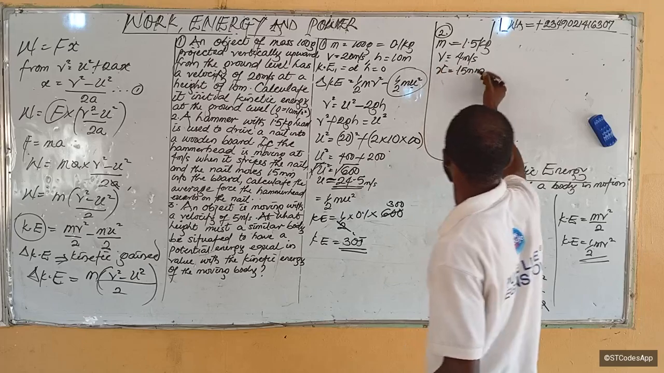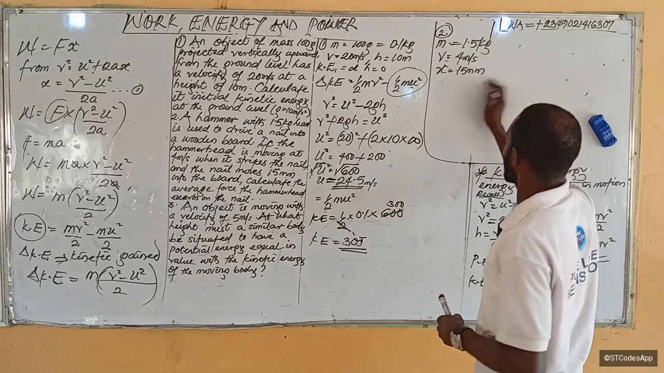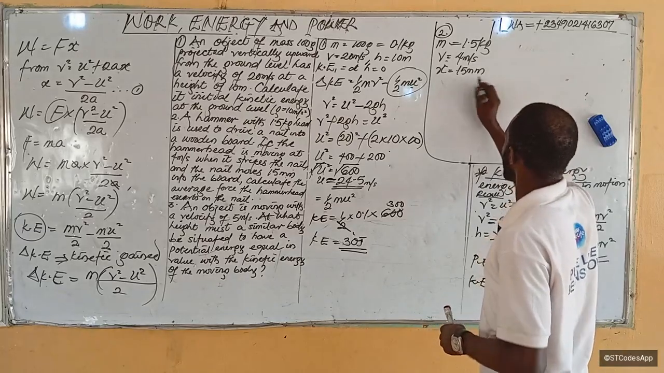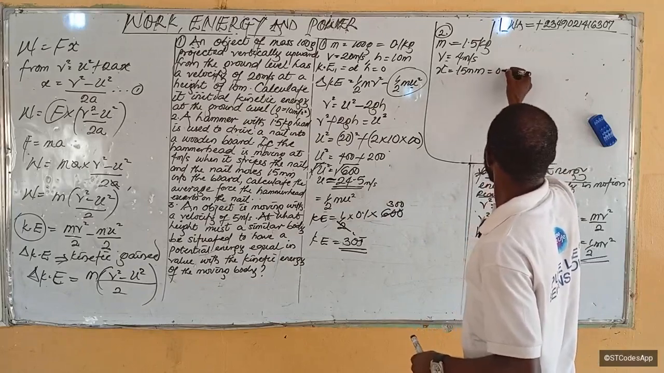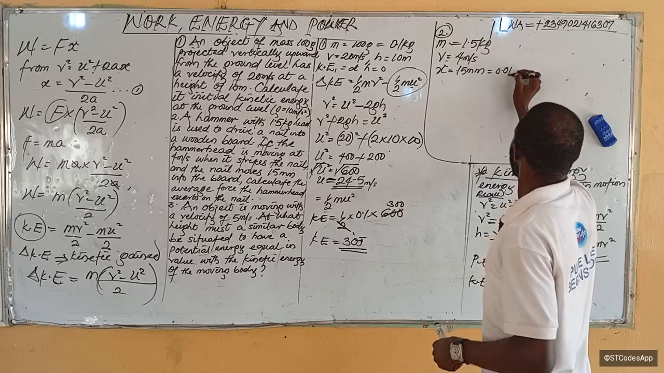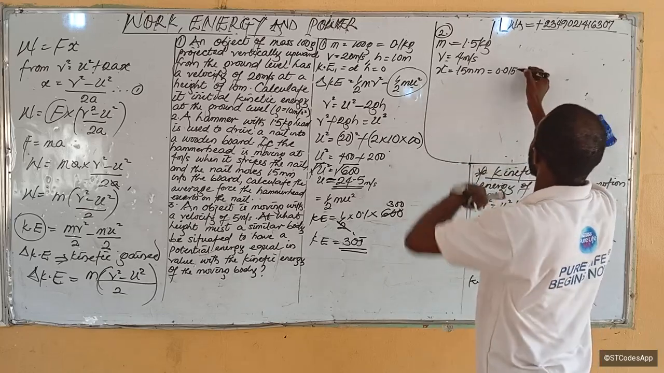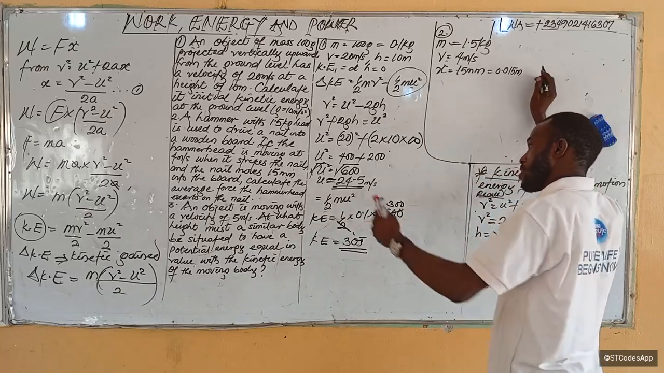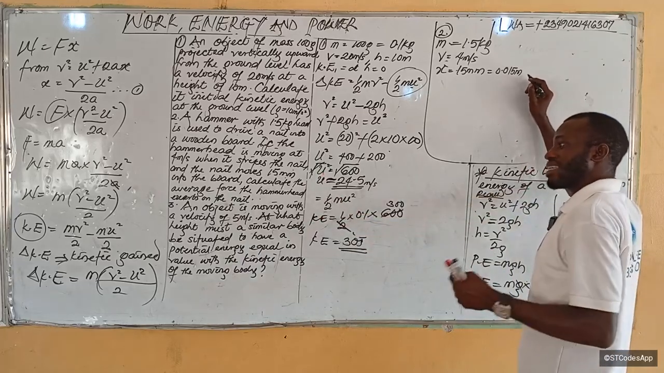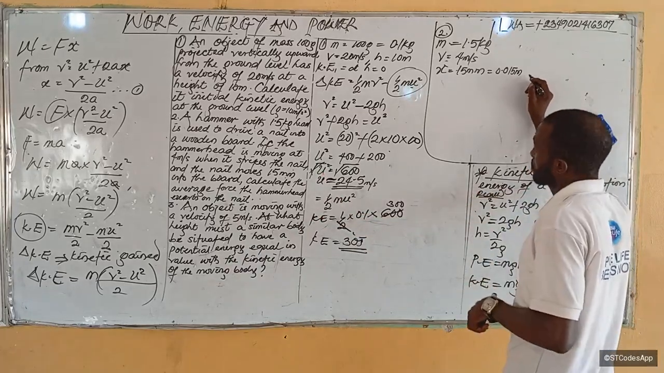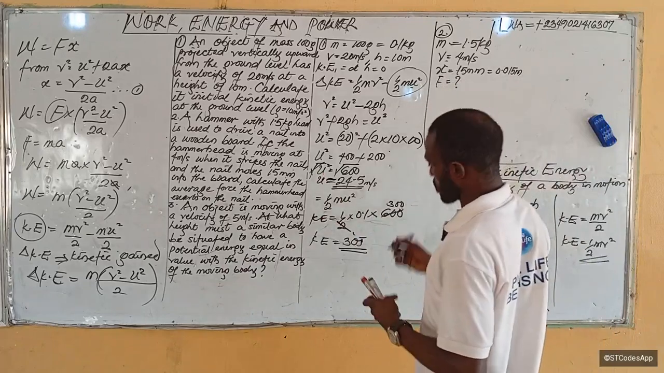So we convert this to meters. When you are converting from millimeters to meters, you divide by 1000. That will be 0.015 meters into the board. Calculate the average force the hammer exerts on the nail. So you have to find the force the hammer exerts on the nail.